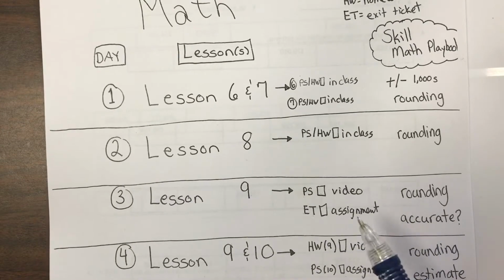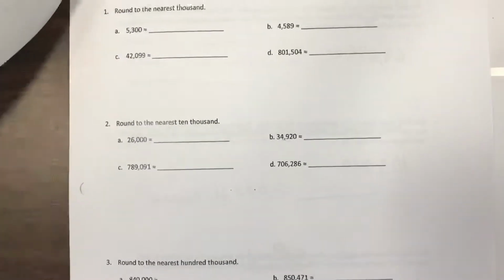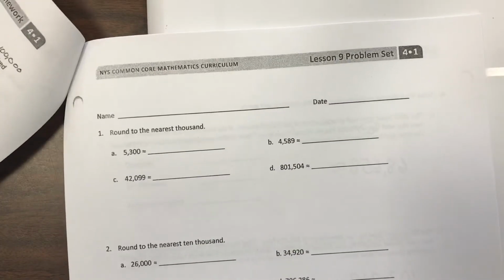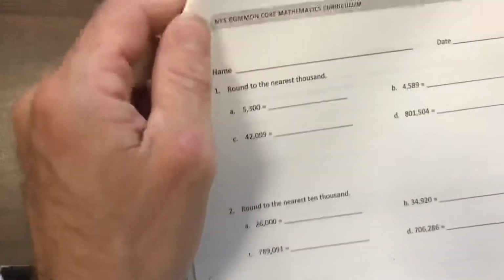Remember, if I'm going too fast in the video or you need me to slow down, you can always click that pause video. You can't do that in the classroom now. So let's get started, boys and girls. We're going to turn all the way to problem set 9. And we're just going to round our numbers.